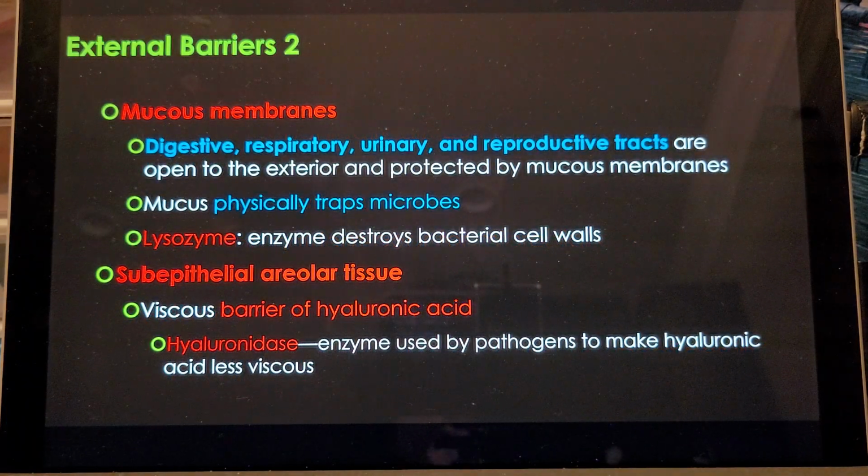Other external barriers, so we have our mucous membrane. So instead of the skin, this is stuff that is exposed to the outside environment. So digestive, respiratory, urinary, and reproductive tracts, they all have these mucous membranes. So the mucus is nice and thick and gooey and can trap the microbes. They also contain these lysozymes that's going to help destroy, for example, your bacterial cell walls that have been trapped in that mucus.